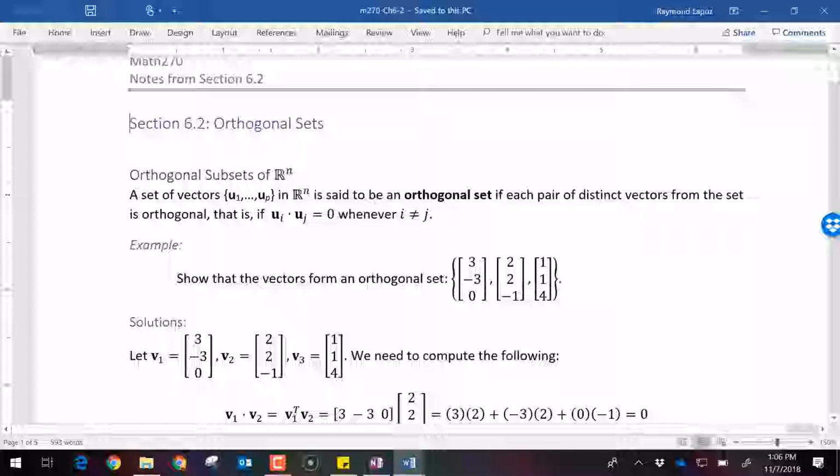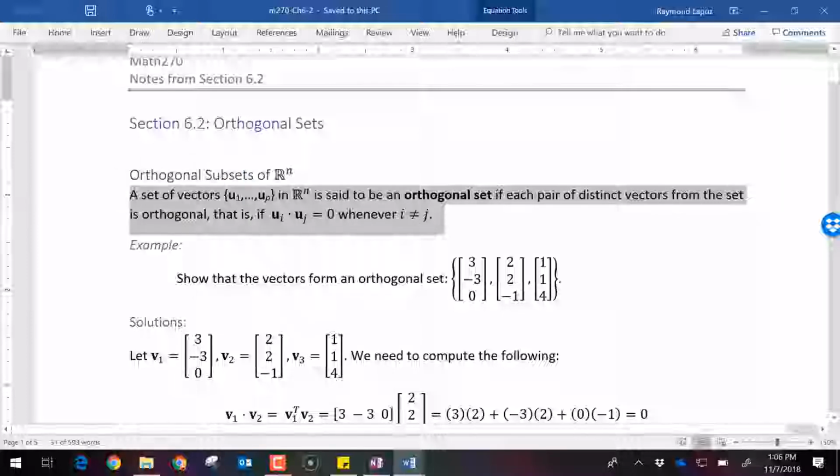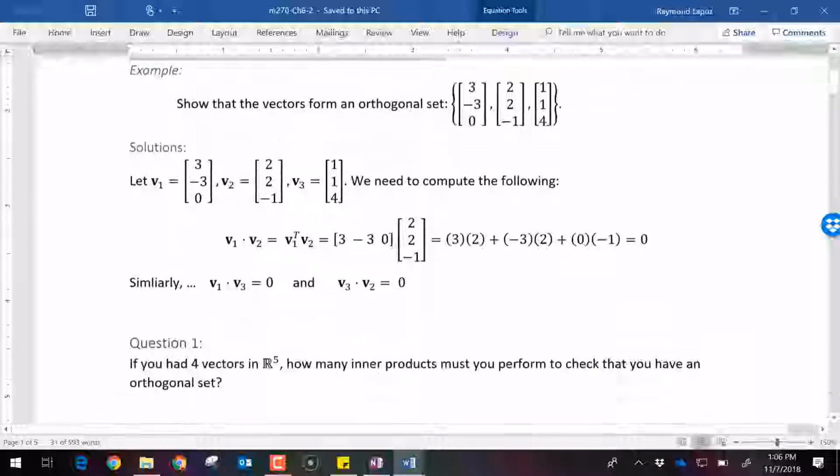And now those orthogonal spaces, or those orthogonal sets, are actually subsets of Rn, so of subspaces. So here are a couple of definitions. An orthogonal set is a set of vectors where everything is orthogonal to each other. Okay, so if I take two of these vectors that are not the same vector, that's when the i not equal to j business, if I dot them, I'm going to get 0. All right.